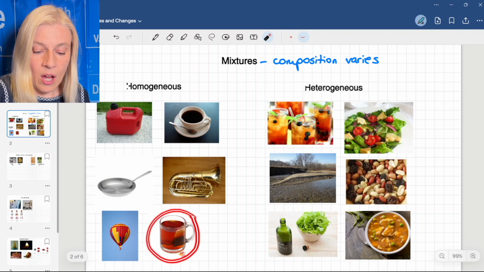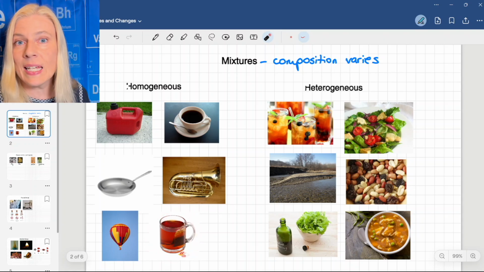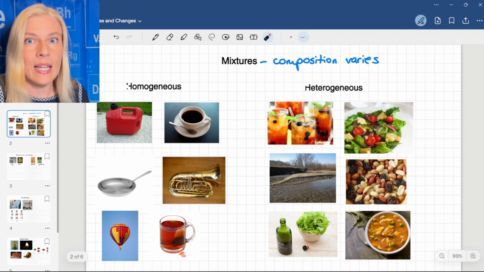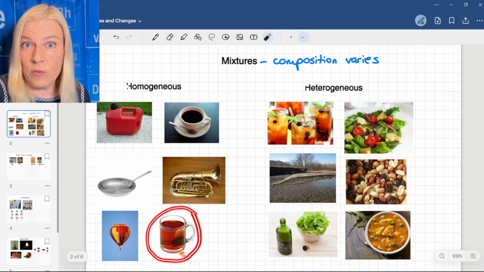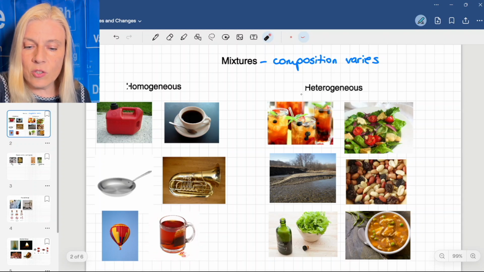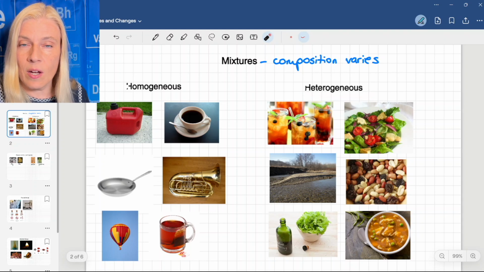And then here is tea. I have the same color throughout. I can add lemon, I can mix it, I can add milk, I can mix it, I can add sugar. So this tea right here is all uniform throughout. It's a homogeneous mixture. So now heterogeneous mixture, again, I can vary composition, but this is not uniform throughout.